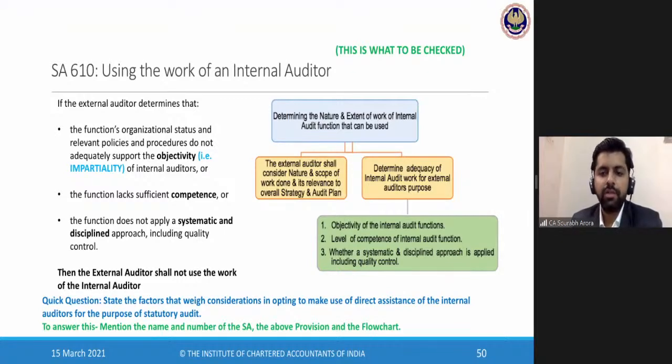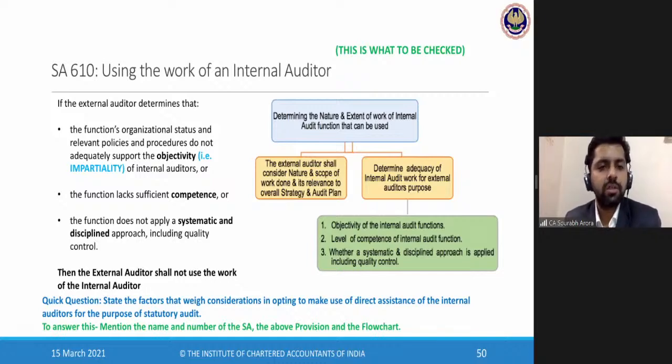How will you evaluate the competence? Through skills. What are the qualifications? What is the professional experience? And whether a systematic and disciplined approach is used, including quality control. So whether a consistent approach is being used, whether a disciplined and systematic approach is being used, and whether there is any system of quality control in the internal audit department of the organization.